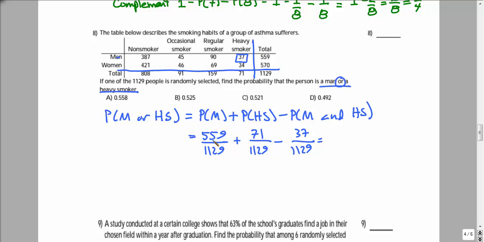So if we take 559 plus 71 minus 37, that brings us to 593 over 1129. And if we divide that out, we get 0.525 for our answer. And that corresponds to letter B. So we're just going right after our formula here. Now again, you can kind of logic your way through this from the table as well. Male or heavy smoker. So I need to count all the males, all the heavy smokers, and then I have to subtract out this 37 because it was counted twice.